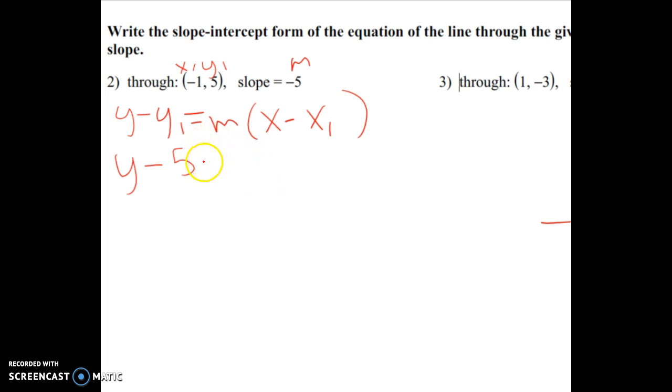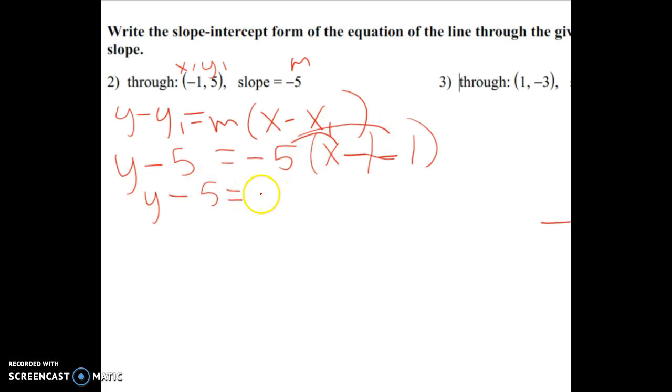Because think about it, when you're writing an equation, it has x and y. So you're not trying to substitute anything in for x and y. Those stay there. So equals, and our slope is negative 5 times x minus, but for x1 we do substitute in negative 1. So minus a negative 1, that turns into a big plus sign. Now we simplify, so distribute. y minus 5 equals, and we have negative 5x, and then negative 5 times positive 1, so negative 5. And finally, we add 5.